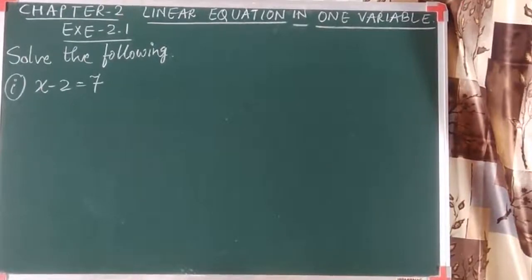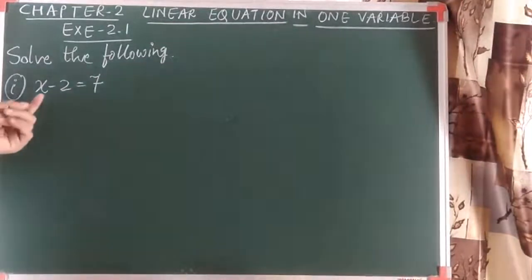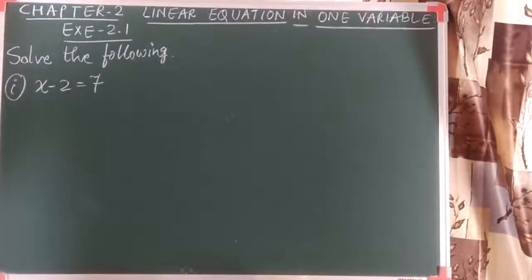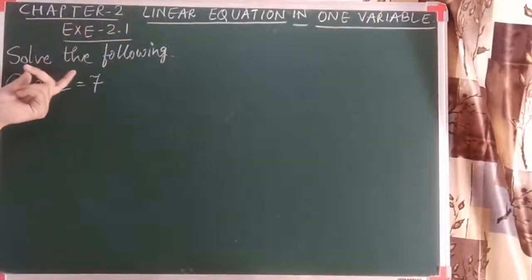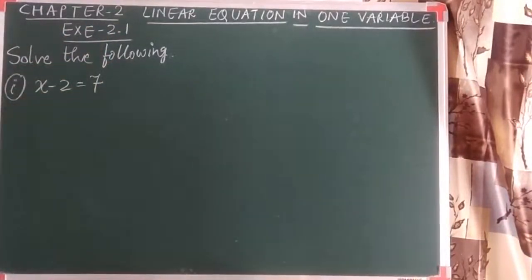Now let's learn how we will get the solutions. As we discussed, in this linear equation in one variable we have to find out the values of x, and that is called the solution. This is exercise 2.1 and we have to get the solutions of all these. So let's get the solutions of this.